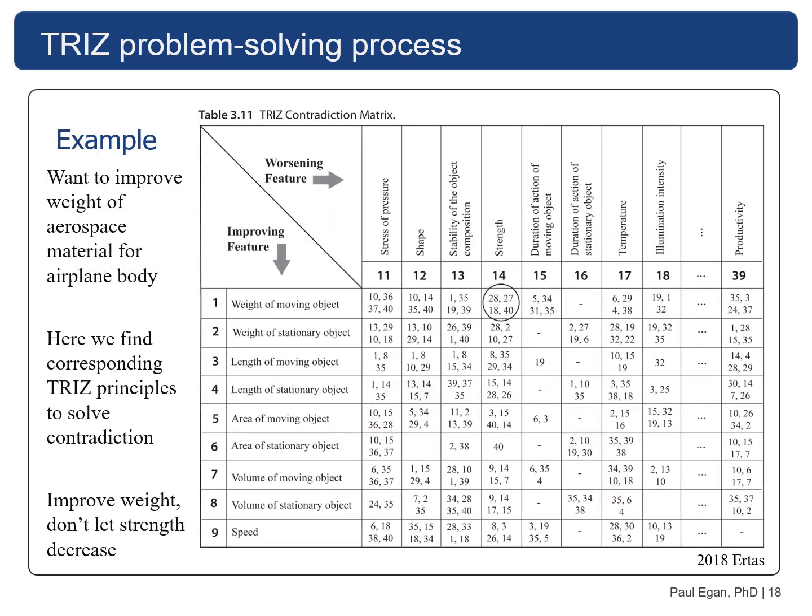So here's a little example. If you wanted to improve the weight of an aerospace material for an airplane body, we could look at the corresponding TRIZ principles to solve the contradiction. So here we're going to say we want to improve weight, number 1. So we go into row number 1, and then we move it to column 14. We don't want to worsen strength. And so we get TRIZ principles 28, 27, 18, and 40 out of the matrix.